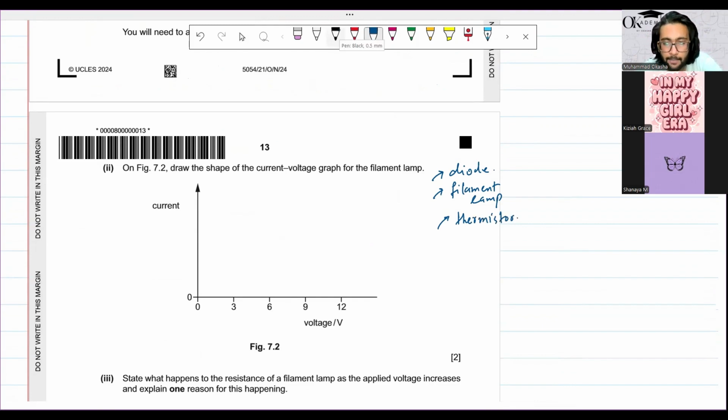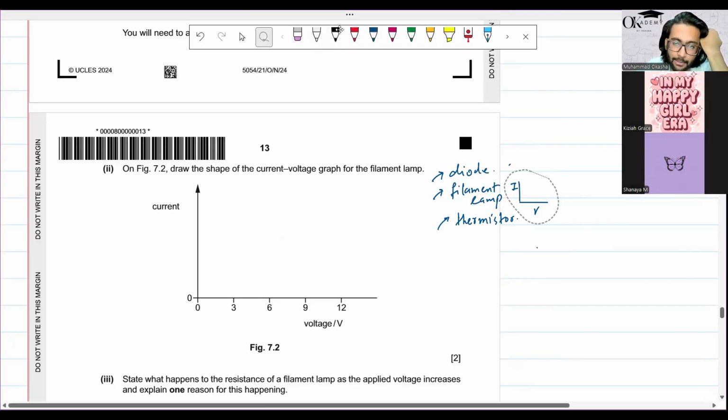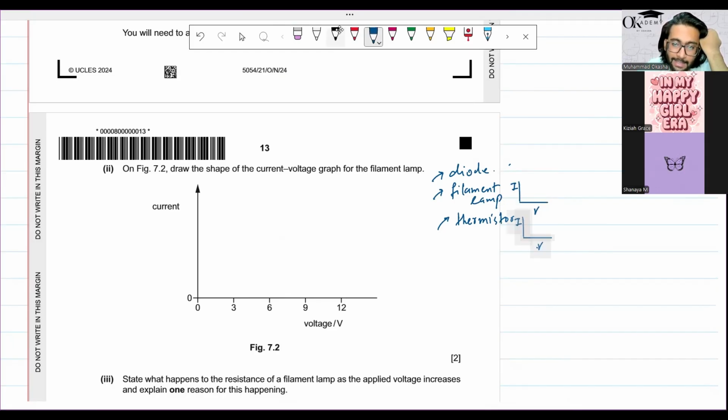In a VI graph, as the voltage increases, the current increases with an increasing gradient. Sorry, not for the filament lamp, this is for the thermistor actually. As the temperature increases, it becomes easy for the current to flow. So more current flows as the temperature increases.